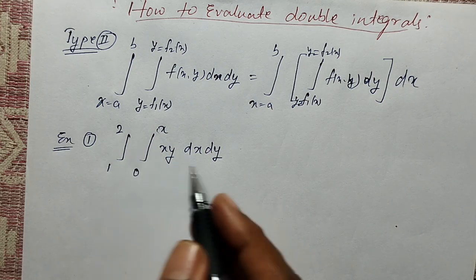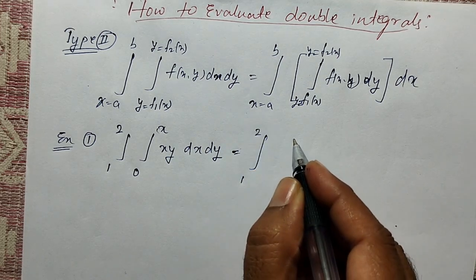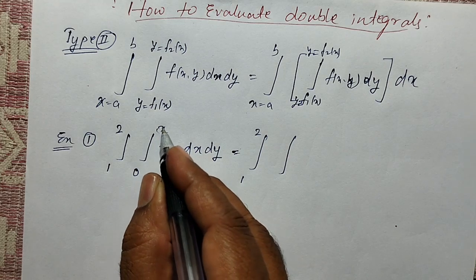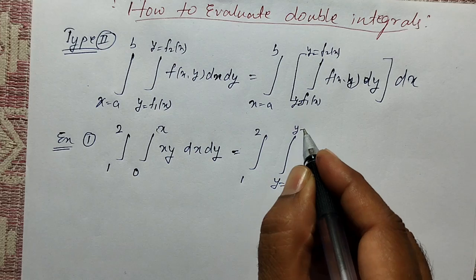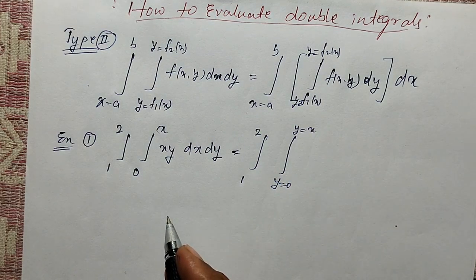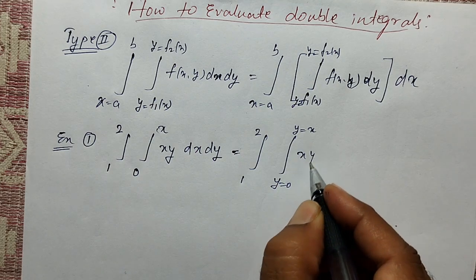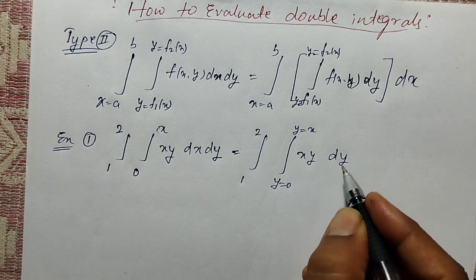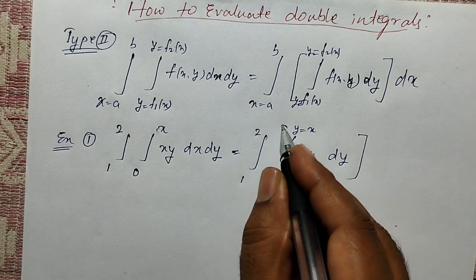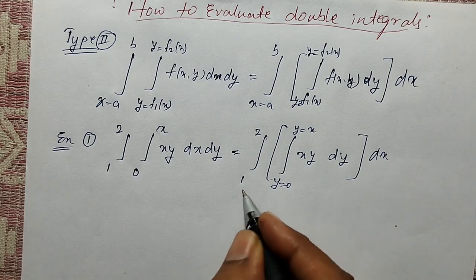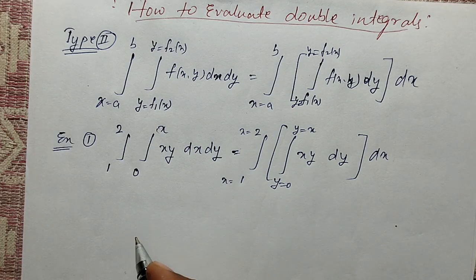Why? I will rewrite this as integration from 1 to 2, and the inside integration has limits that are a function of x. Therefore, it must be y equal to 0 to y equal to x. Indirectly, it is given as y equal to 0 to y equal to x, of xy dy only you have to take, because you are integrating first with respect to y, then with respect to x. Therefore, I will consider this as x equal to 1 to x equal to 2.